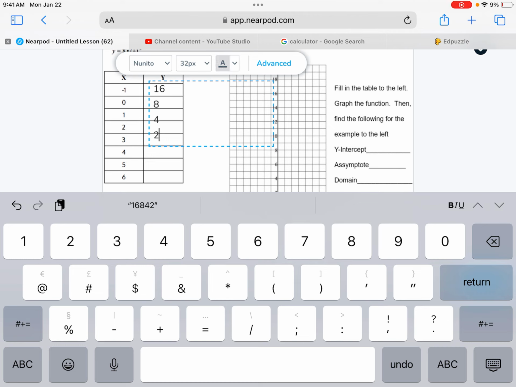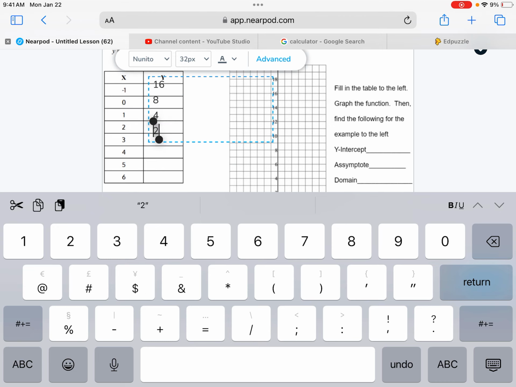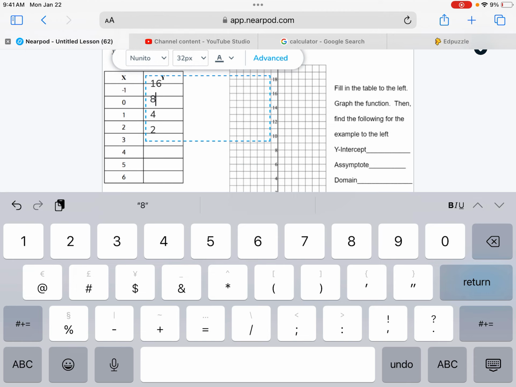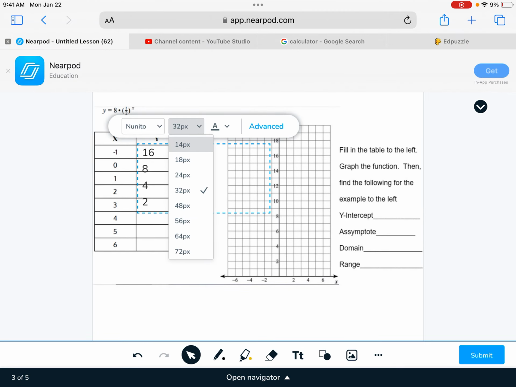It's getting a little out of line here. I apologize. So let me see if I can highlight everything. Come on. You can do it, buddy. Highlight everything. It ain't working.